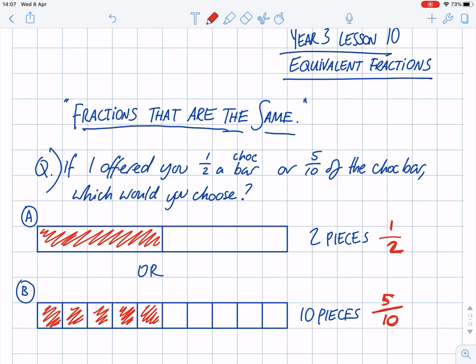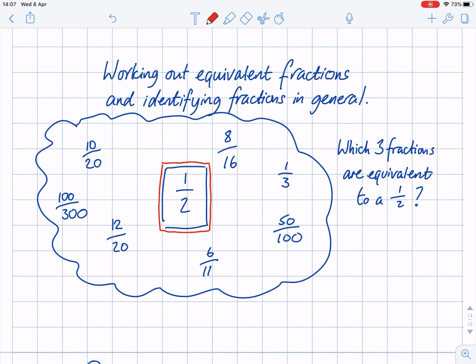What I've asked you to do now is working out equivalent fractions and identifying fractions in general. That's what you're going to be doing. You can see in this box here, I've written the fraction 1/2. If we imagine it like a bar of chocolate, you've eaten half of it. What I want you to do now is identify, out of those 7 fractions around the outside, which 3 are equivalent to a half.